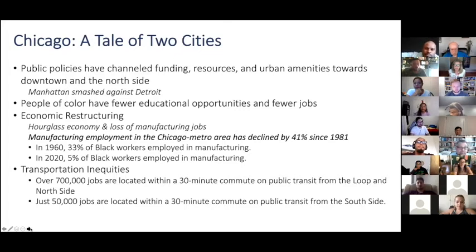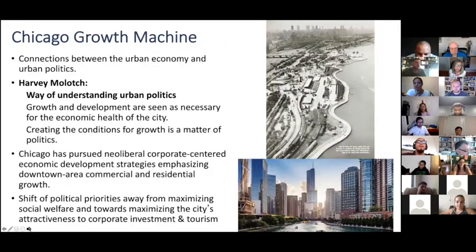One of the things that strikes me as somebody who's an advocate for public transportation are the inequalities in transportation throughout the Chicago region. There's over 700,000 jobs located within a 30-minute commute on public transportation from the Loop and the North Side. On the south side, there's just 50,000 jobs within a 30-minute commute. These are pretty dramatic differences. So all of you urban planners, think about what that means and how we make jobs and access to those jobs more available for people that live on the south side of Chicago.